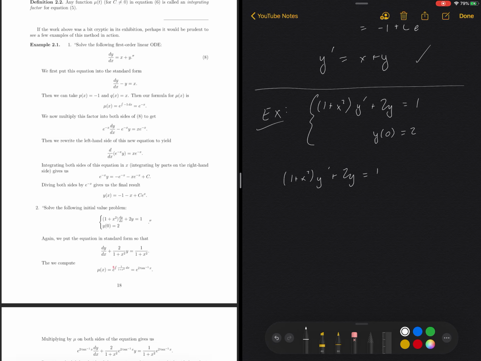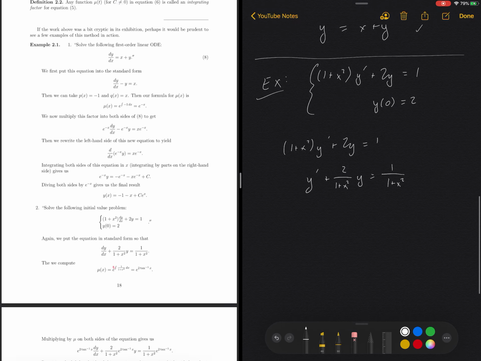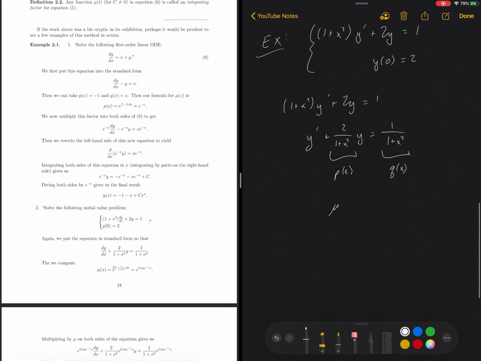But the problem with me starting this is that 1 plus x squared times y prime plus 2y, this equation is not in standard form. In order for me to have this in standard form, I can't have this 1 plus x squared floating around in front. So I have to divide the entire equation by 1 plus x squared. And when I do, this will now be in the standard form.